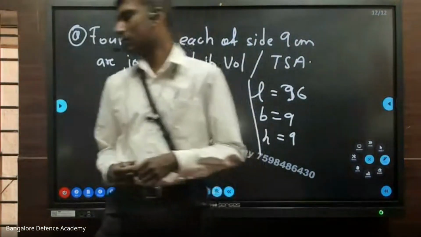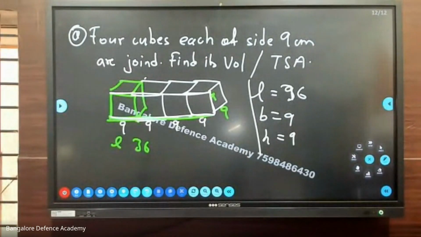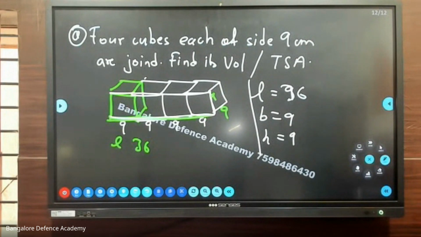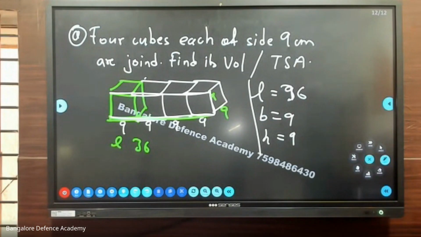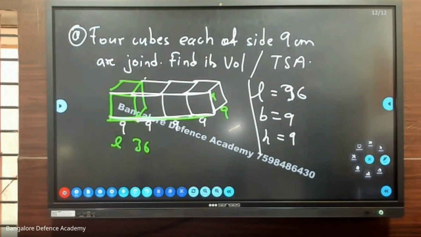So what is the answer you got? Yes, Anisha, what is the answer you got? Sir, volume I got 2616. No, sorry, 2916. 2916 is the correct answer. And the total surface area will be 1458. Okay, do you understand?